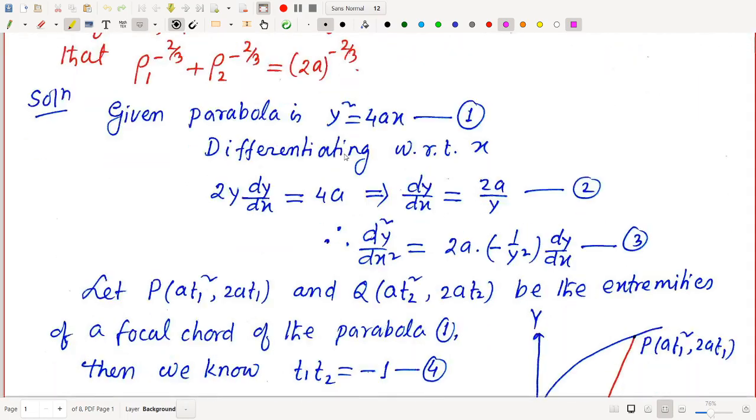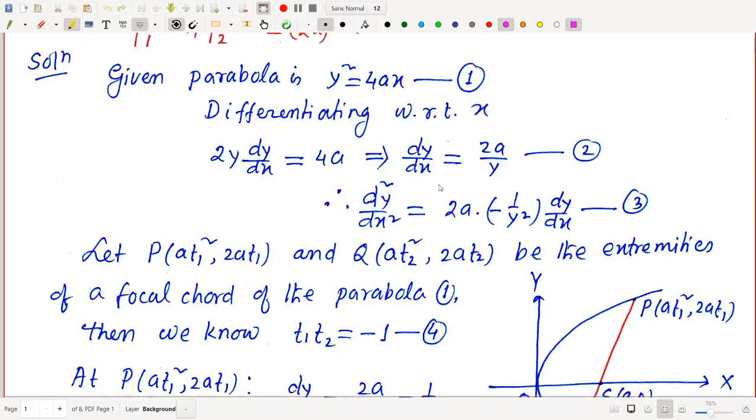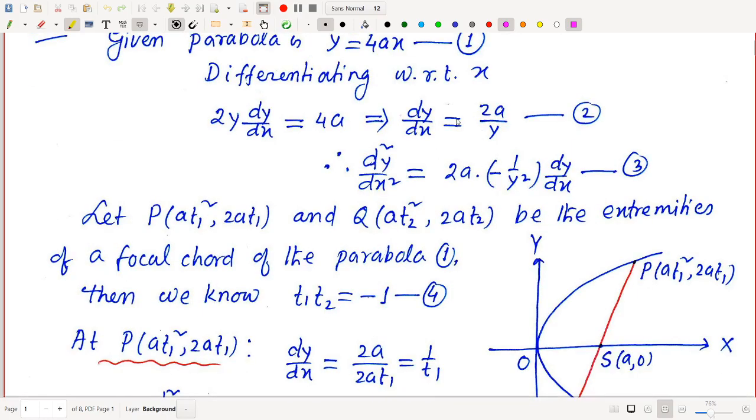So given parabola is y² = 4ax. Differentiating with respect to x, we get derivative of y² is 2y dy/dx, and derivative of 4ax is 4a. Derivative of x is 1. So dy/dx is 2a/y. Now again differentiate, we get d²y/dx² is equal to 2a into 1/y, derivative is -1/y² into dy/dx, chain rule.